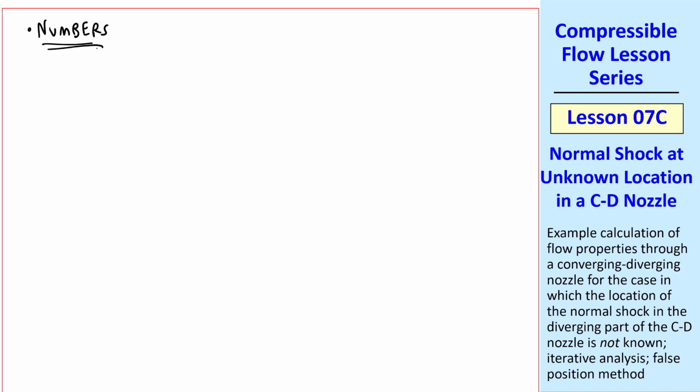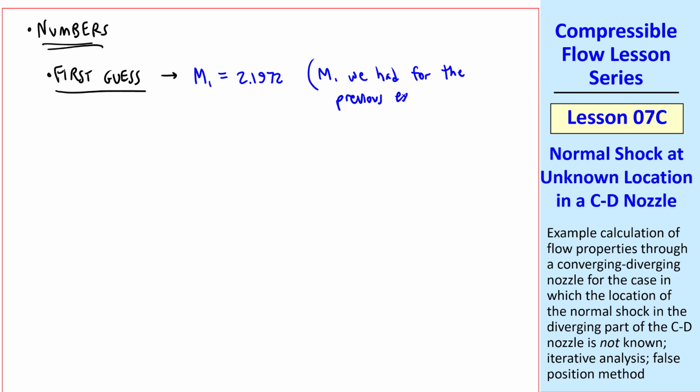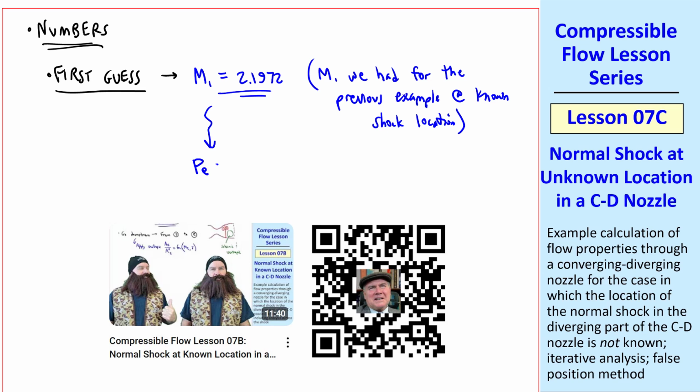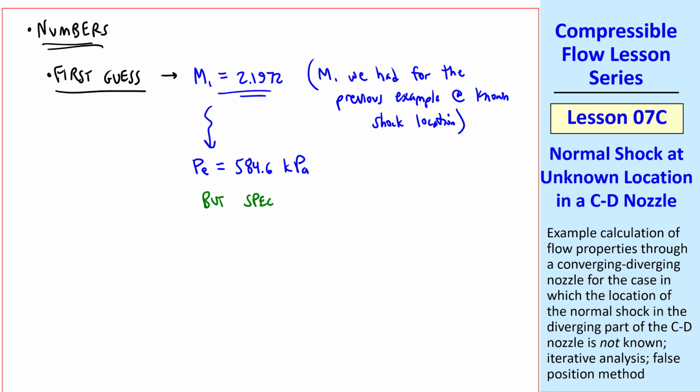Now let's plug in the numbers. We have to make a first guess. I'll guess M1 equal 2.1972, which is the M1 we had for the previous example at the known shock location. So you can look back at that lesson and see that we had PE equal 584.6 kPa. But the specified PE in this problem is 500 kPa.